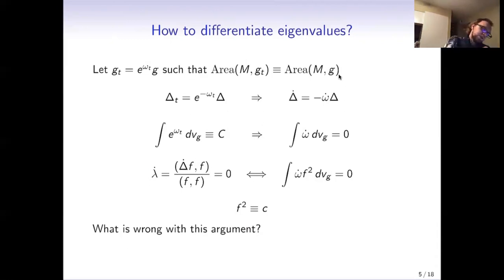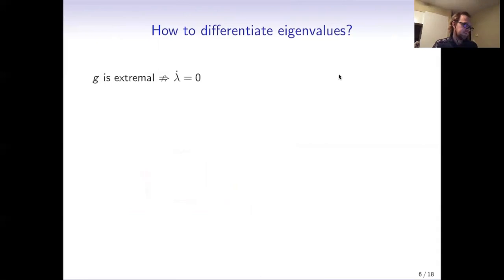The wrong thing is actually this, right? If you want your metric to be extremal, this is not the right condition. And then let me tell you why. Let's look at this example, right? So G extremal does not imply that the derivative of the eigenvalue itself is 0. Let's look at this matrix. The matrix looks like this, right? So it's just T, minus T.